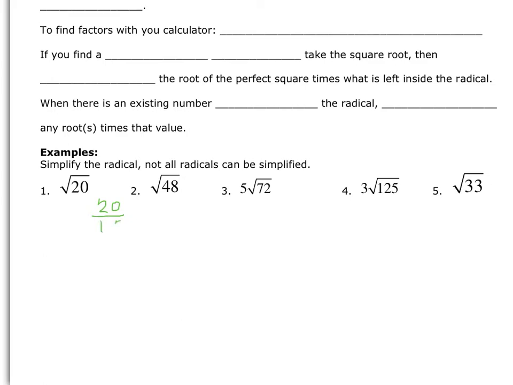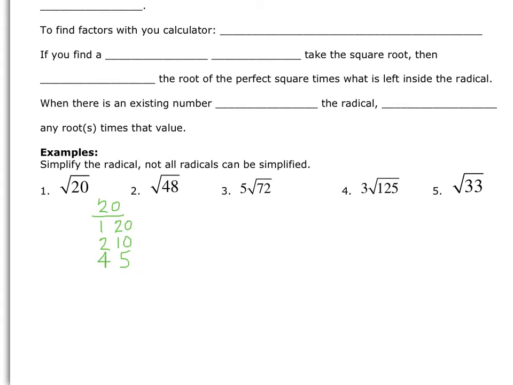1 times 20, 2 times 10, 3 doesn't go into it, 4 times 5. I think that's about it. Those are all of the factors that are whole numbers. We're only looking for factors that are whole numbers. Now, we're looking through our list for any perfect squares.